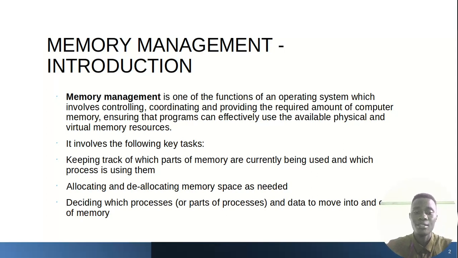Another aspect is the allocation of memory space as needed. So the operating system knows that this program requires this amount of space for it to run, that is RAM, and then it does that effectively. And also it decides which processes and data to move into and then out of the memory, that is by using a phenomenon called swapping. So it swaps between the processes which are currently in the RAM, or the primary memory in that case.